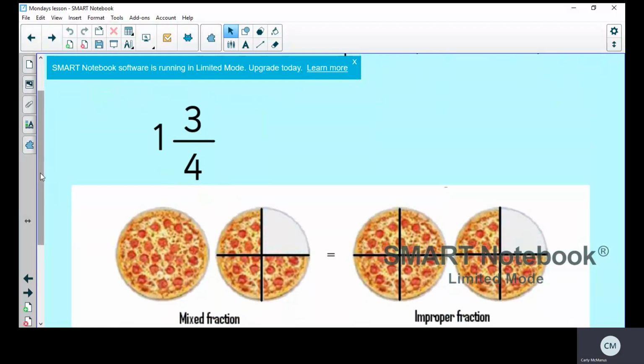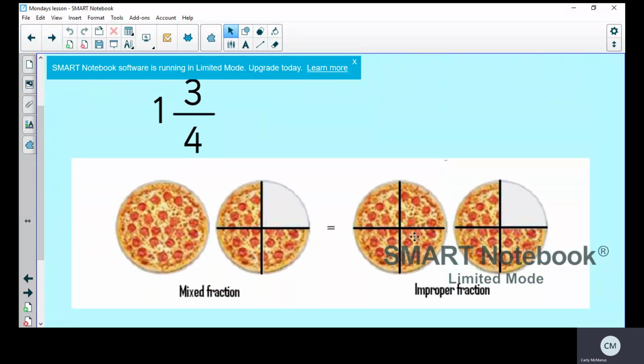Now here on the second part we have got another picture, and this pizza's been split. Even though it's been split, it's still a whole pizza. And then we've got 3/4 here. So this is the same as 1 whole and 3/4. Even though this has been split, it's still a whole number.